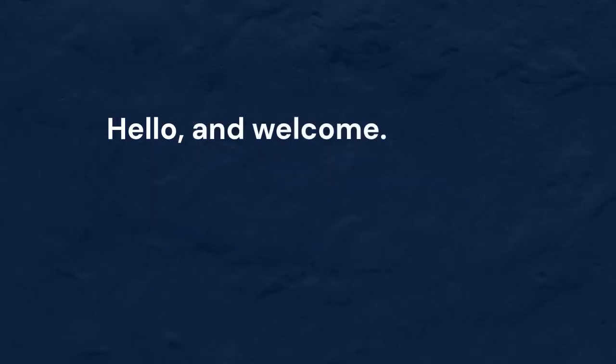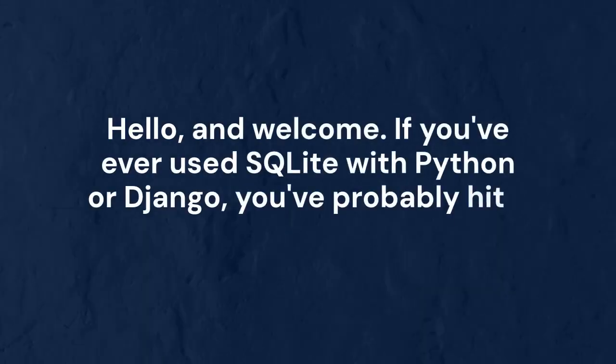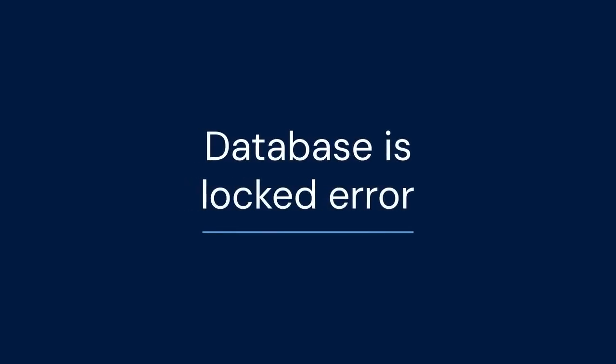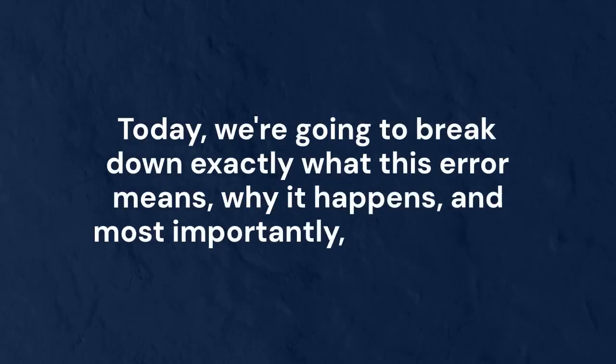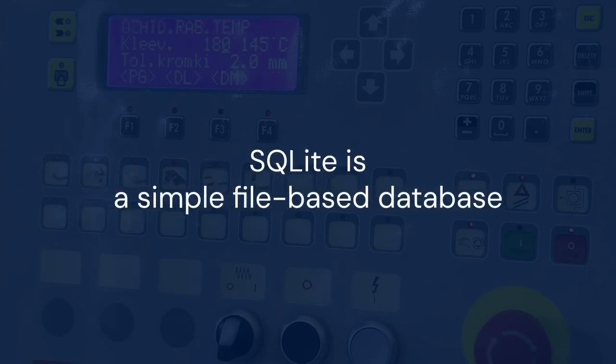Hello and welcome. If you've ever used SQLite with Python or Django, you've probably hit a frustrating wall: the "database is locked" error. It stops your application in its tracks and can be tricky to debug. Today, we're going to break down exactly what this error means, why it happens, and most importantly, how to fix it. First, let's understand the problem.